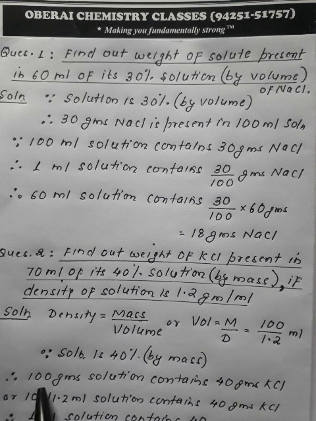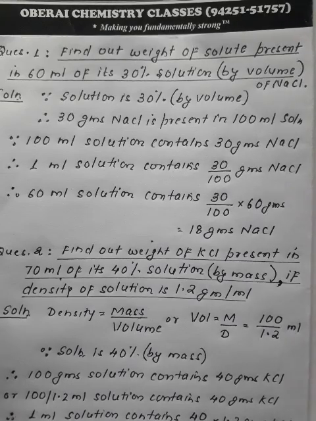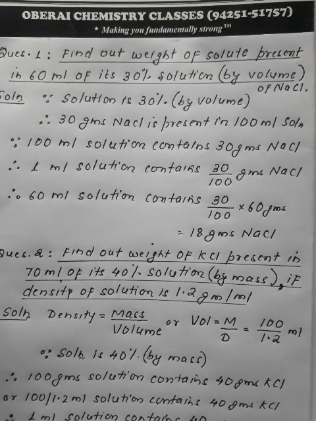So this much is the mass, 100, and this is the volume. Therefore 1 ml of the solution will contain 40 by 100 into 1.2 grams of KCl. Therefore 70 ml of solution will contain 40 by 100 into 1.2 into 70 grams of KCl. So this is how we can calculate the mass percentage with respect to volume and with respect to mass.